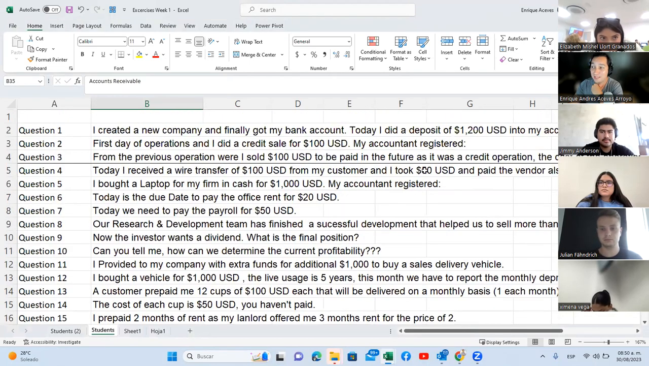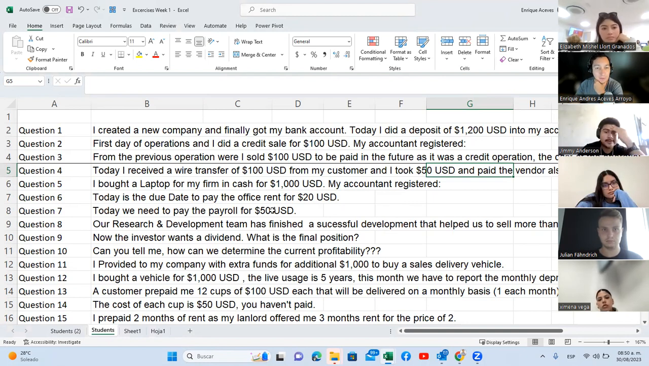So I took from that bank account $50. So we credit the bank and pay the vendor also via wire transfer. We're missing a register. Yes, it's a credit to bank and a debit to accounts payable. Awesome. 50. Why accounts payable? Because we have to pay him those 50.